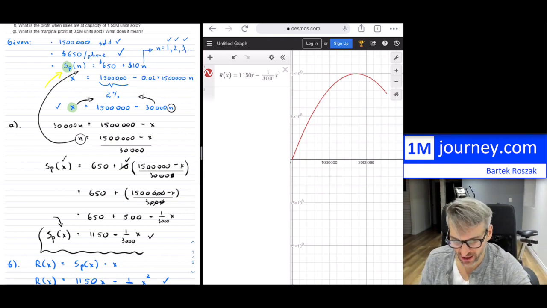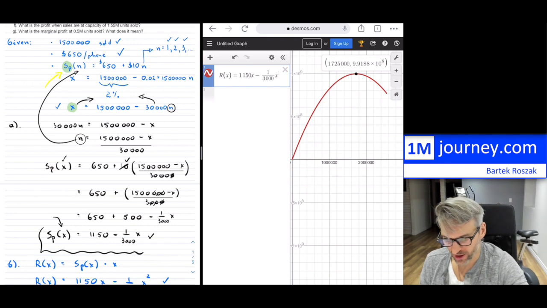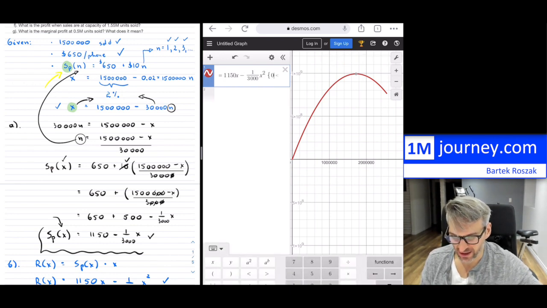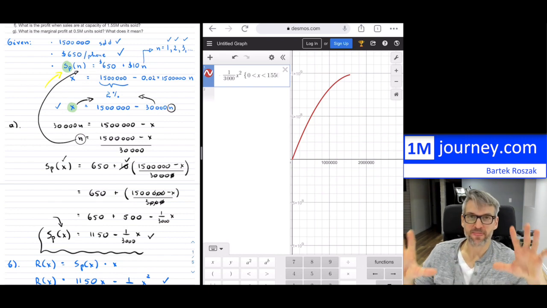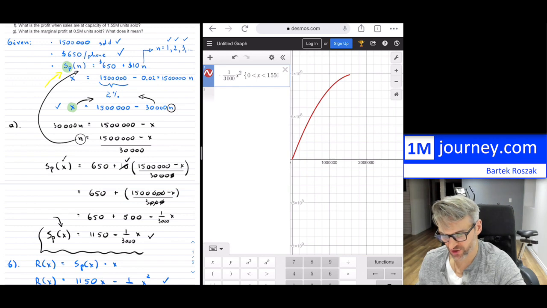So it looks like we kind of peak out. This is kind of our peak right there, which is 1.725 million units, although our capacity technically is only 1.55. So that's something to think about, and this is an amazing question with regards to that. So that is now this.